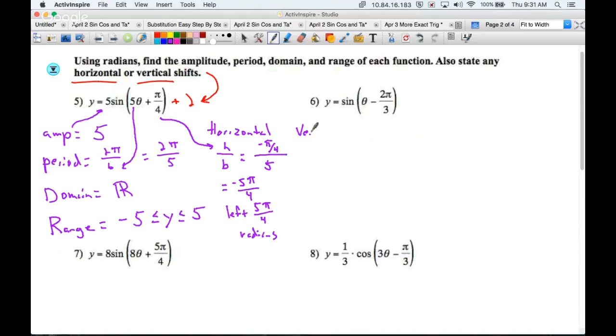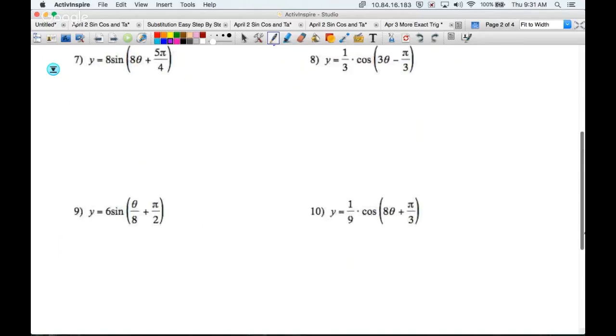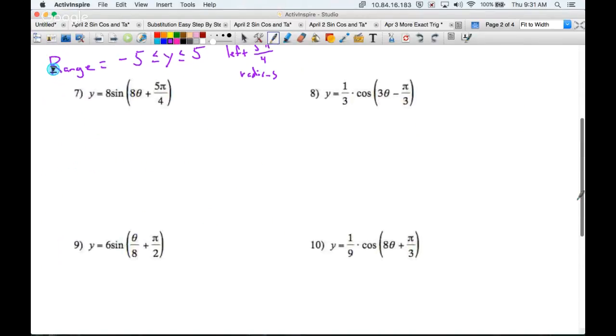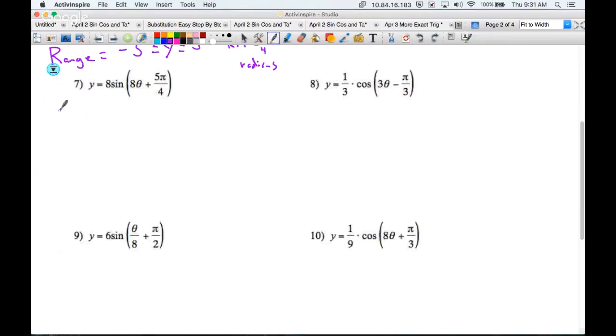And vertical, there is none, just like we said. All right, we'll skip this one, do a couple more, maybe 3 more. Go a little bit quicker.